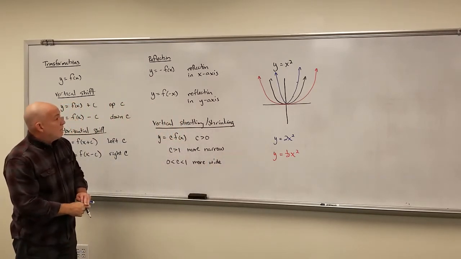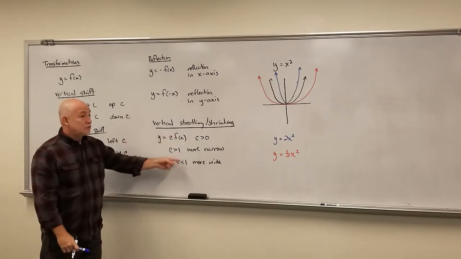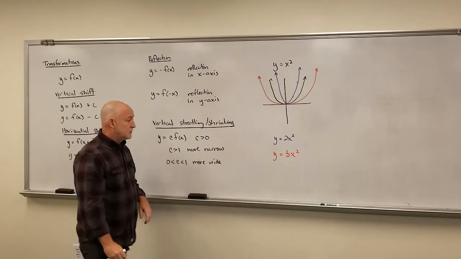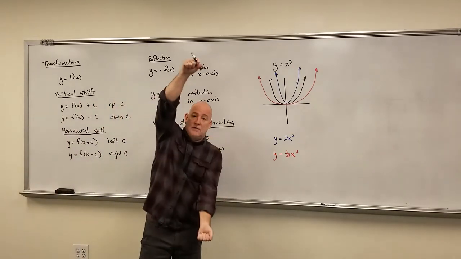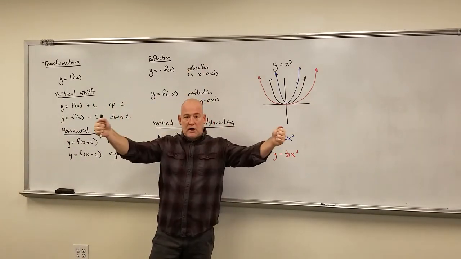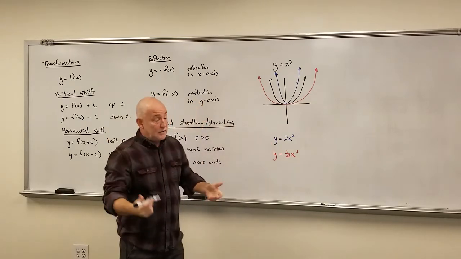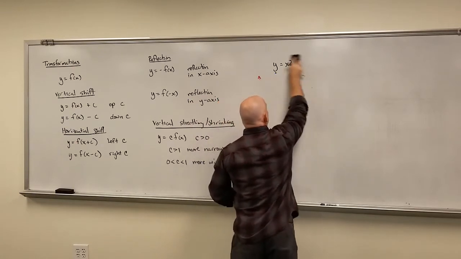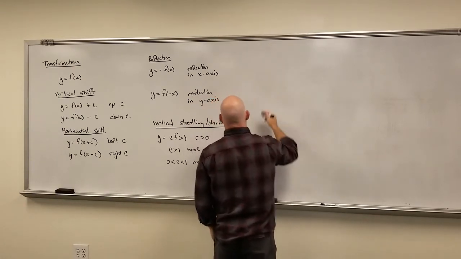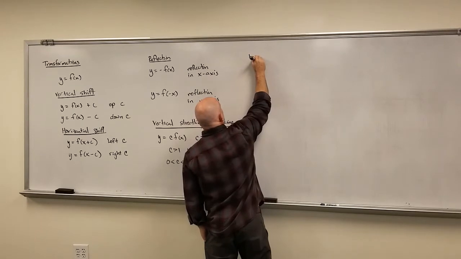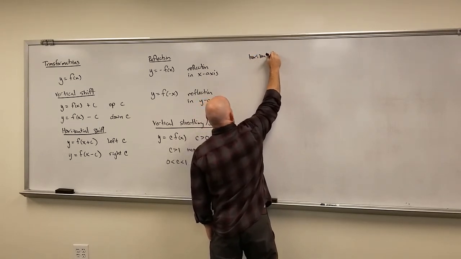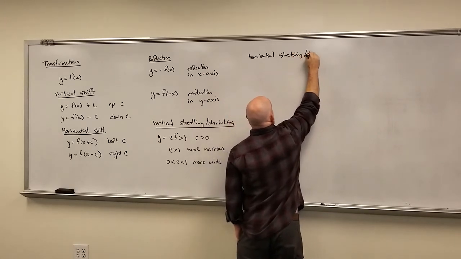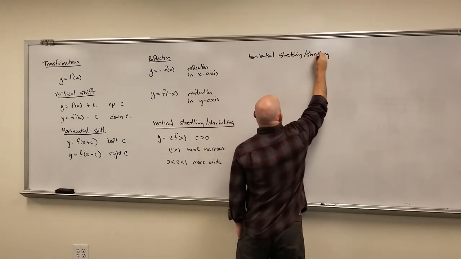Okay, since we can have vertical shrinking and stretching, we can also have horizontal shrinking and stretching. So instead of taking our graph and stretching it this way, we can actually take our graph and stretch it this way. Bad news is sometimes we can't tell the difference visually. All right, let's start again. Get ourselves just a little bit more room, and I'm going to call this horizontal stretching or shrinking.